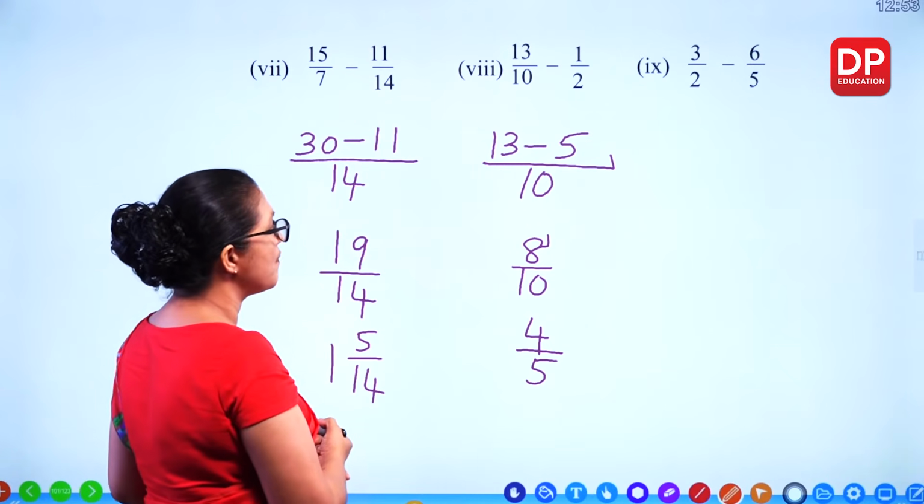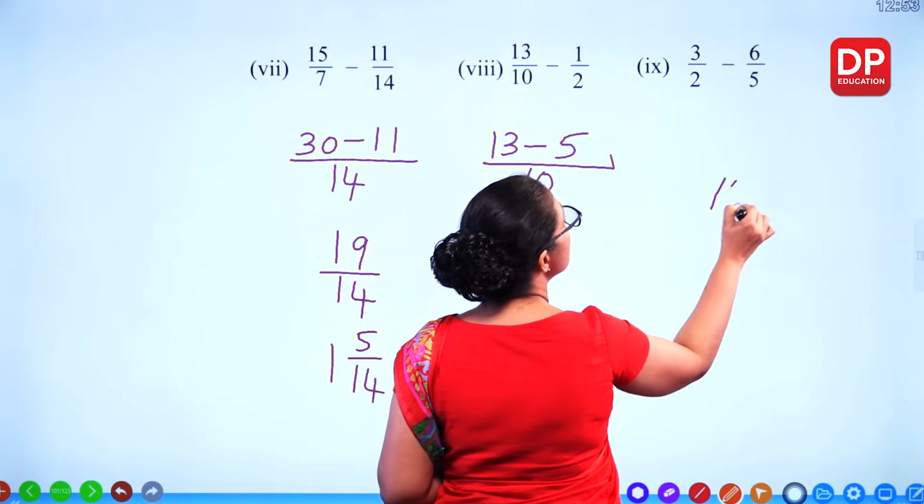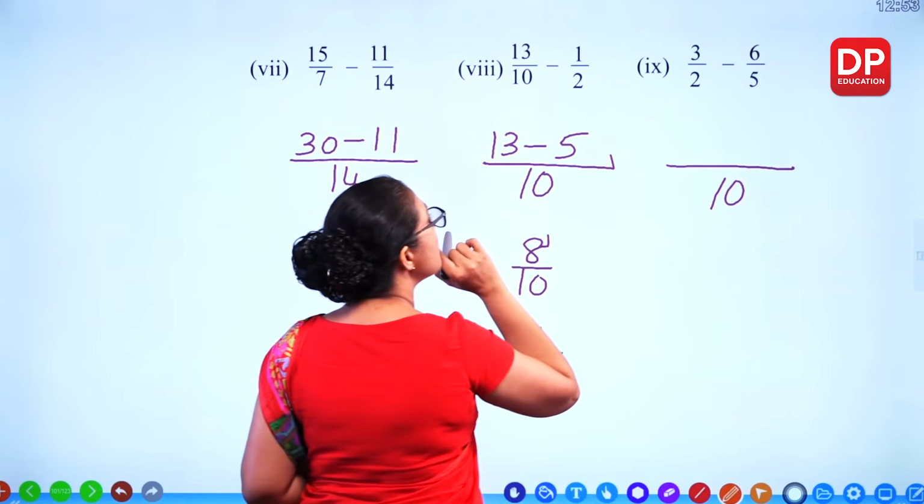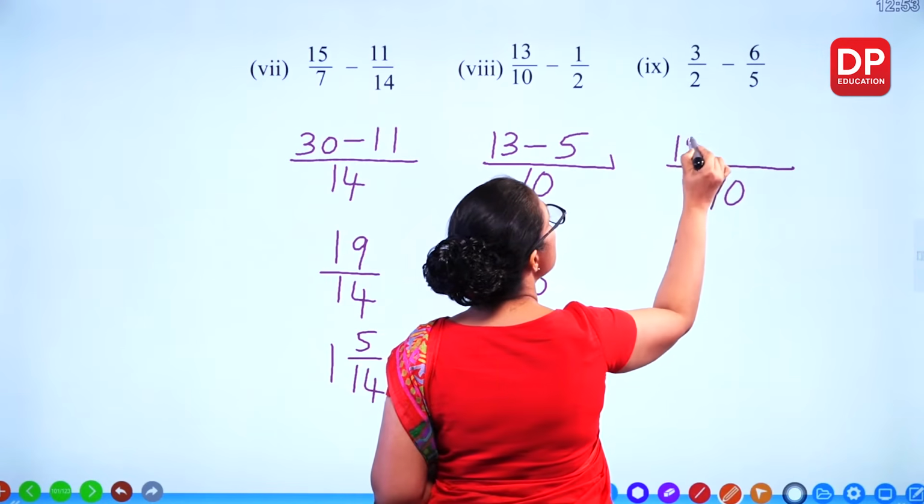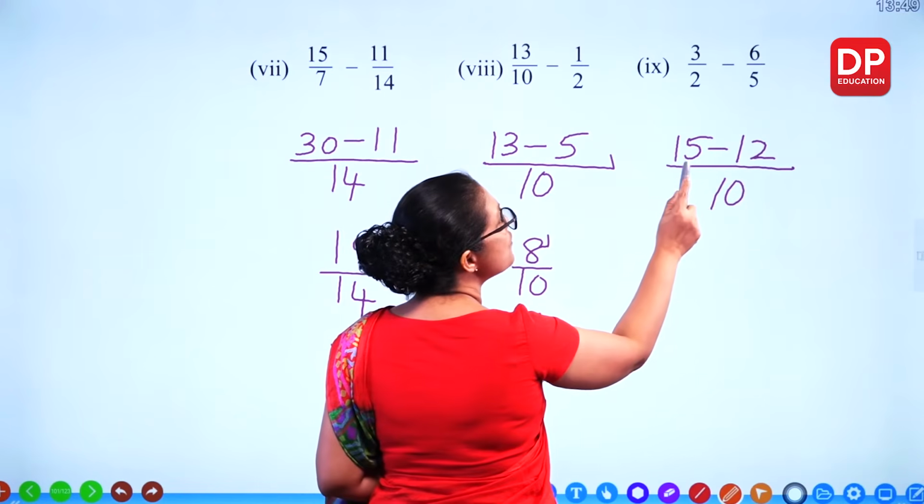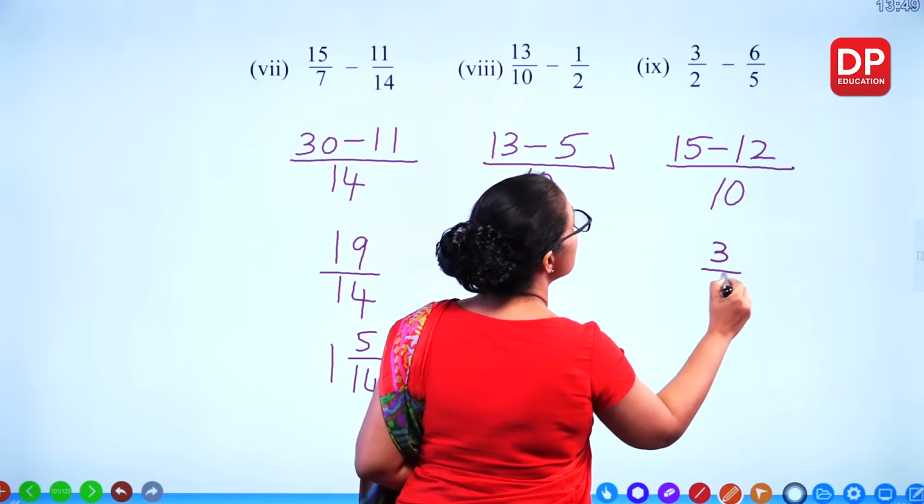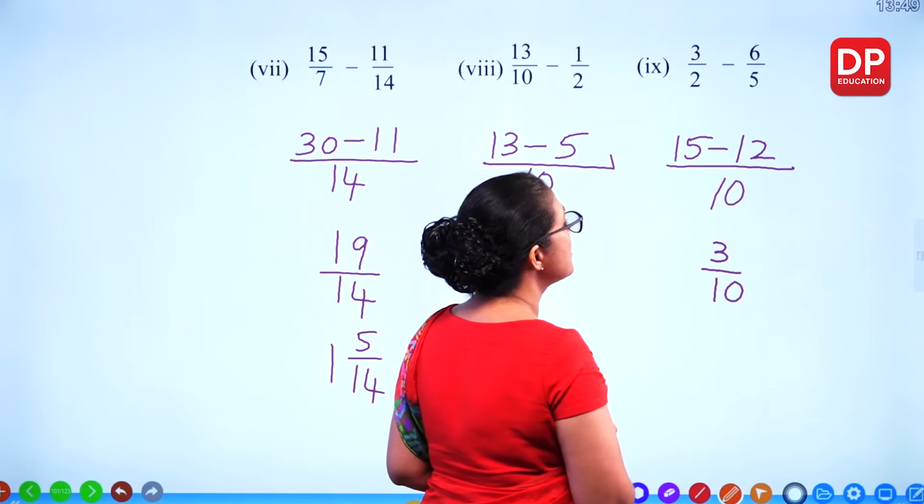4 over 5. This one, 2 and 5. What's the common one? That's 10. Convert. 5 times 3, 15. And 2 times 6, 12. 15 minus 12, you get 3. So the answer is 3 over 10.